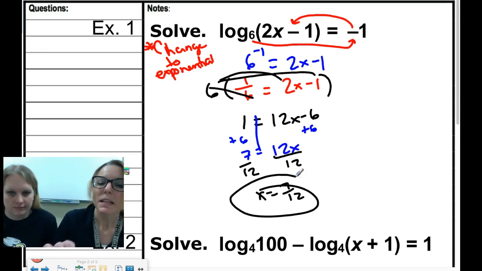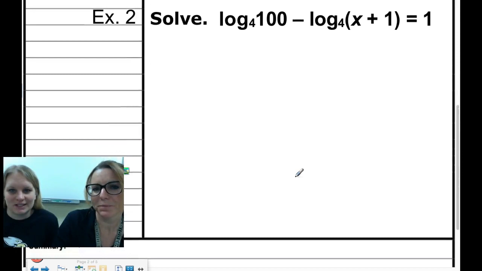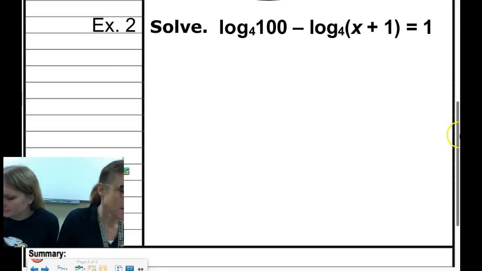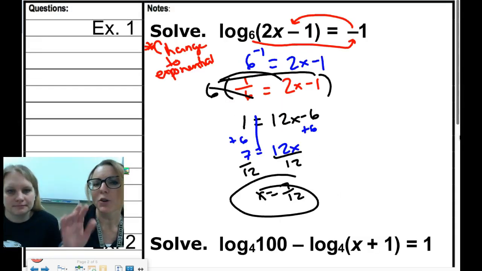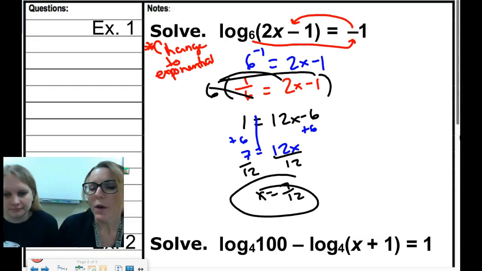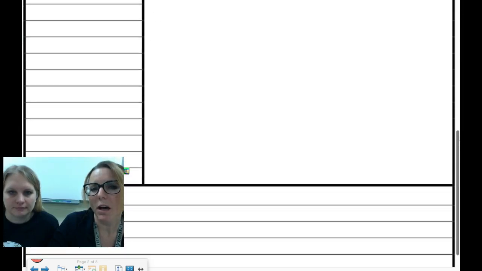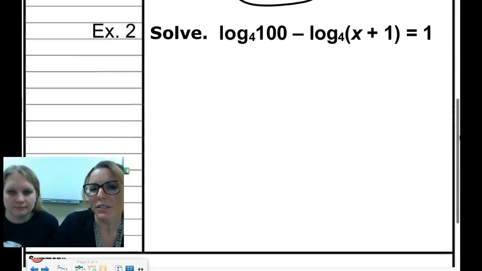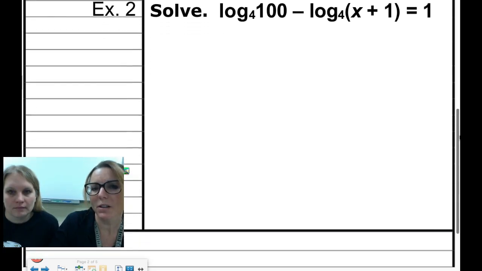Let's go down to example 2, because now we're throwing a couple things in. There's a lot going on here. If you go back up to example 1, there was a single log. When you have a single log, right away you change it to exponential and solve. Here we have more than one log. So before you can technically start this problem, you have to change it to a single log.